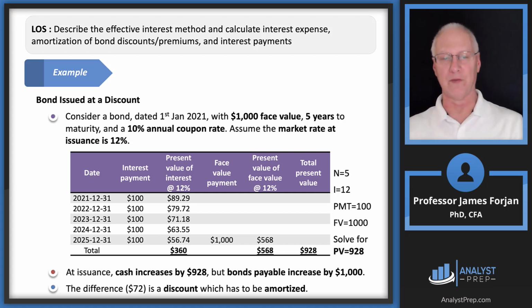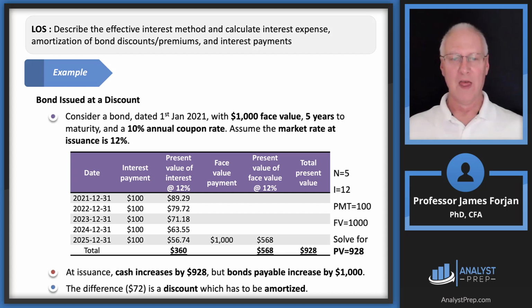And this is what I want you to do. If you're taking notes along with this, I want you to circle that 928 and say that is the price of the bond. The price of any bond is the present value of the interest payments, we'll call them coupon payments, and the principal payment of $1,000.